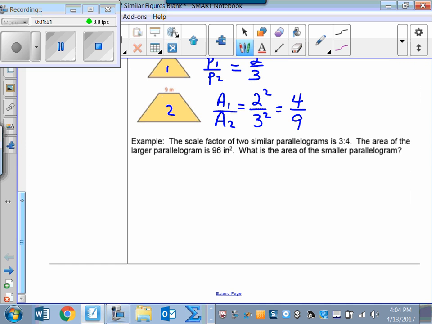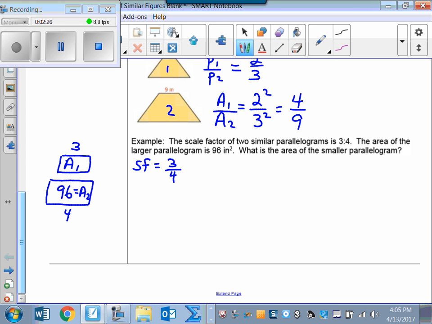Okay, here's another example. The scale factor of two similar parallelograms is 3 to 4. Okay, let's make ourselves a little sketch here. Similar parallelograms, we'll call that 3, and we'll call this 4. The area of the larger one is 96. So 96 is A2. Probably what we're going to want to find is A1. What is the area of the smaller parallelogram? Okay, well, we know the scale factor. The scale factor is 3 to 4, and we want to write that as a fraction.